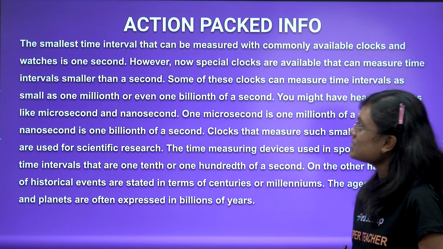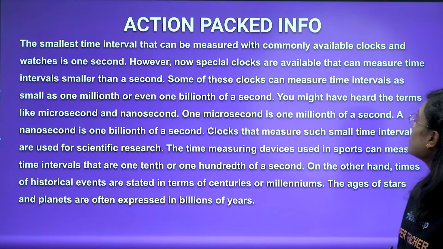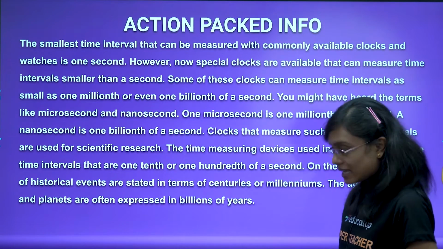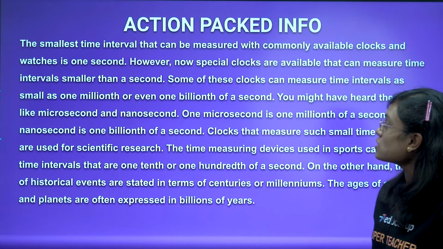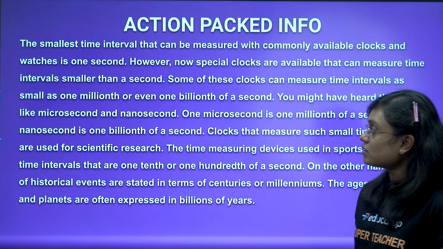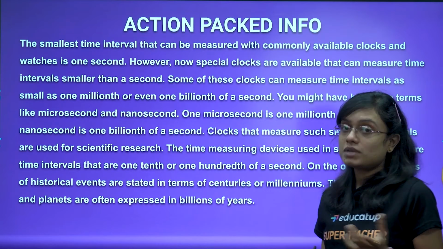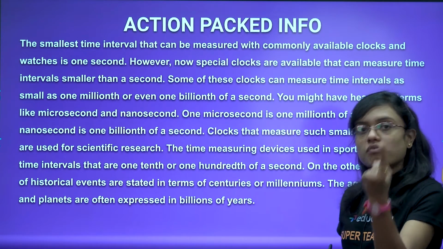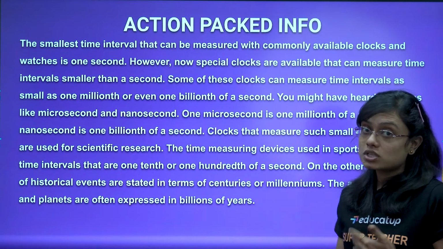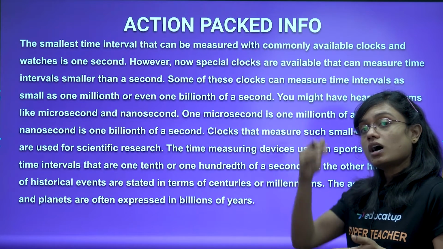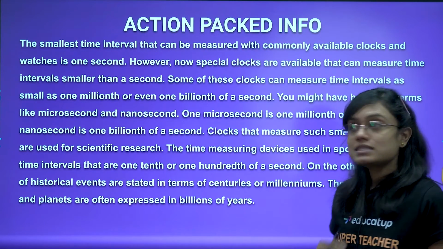The smallest time interval that can be measured with commonly available clocks and watches is 1 second. However, now special clocks are available that can measure time intervals smaller than a second. Generally, a normal watch or a clock can measure the smallest time difference, that is of 1 second. But now we have watches or clocks which can even measure a time difference which is less than 1 second.